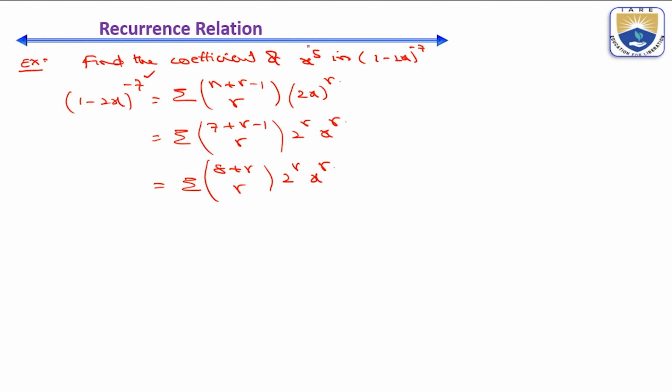Now we are going to find the coefficient of x power 5. So put r is equal to 5. Then the coefficient of x to the power of 5 is, with r equal to 5, nothing but 11C5, since 6 plus 5 is 11, and 2 to the power of 5. So this is the value, or the coefficient, of x power 5 in the expansion.